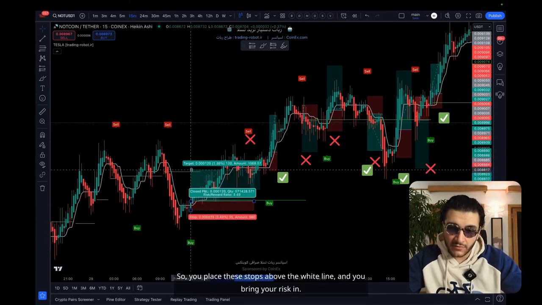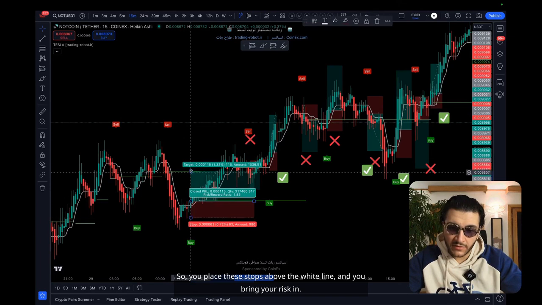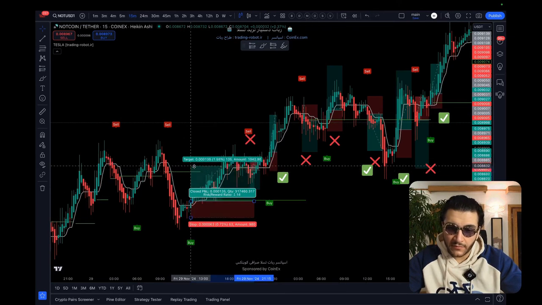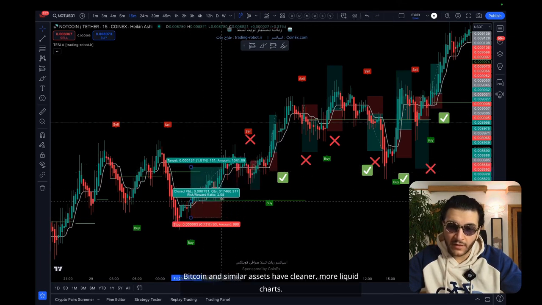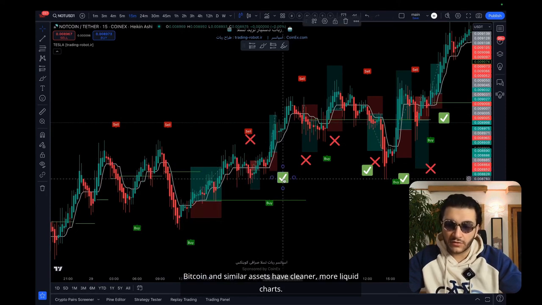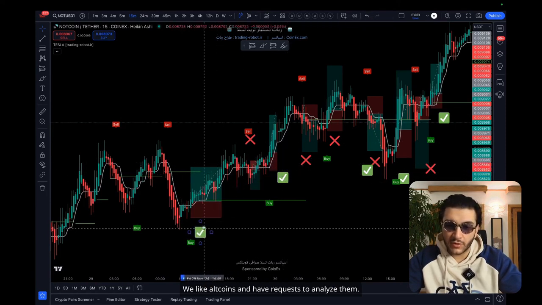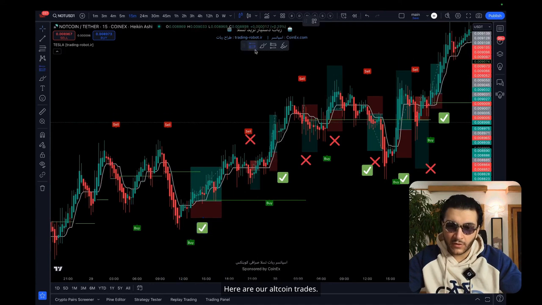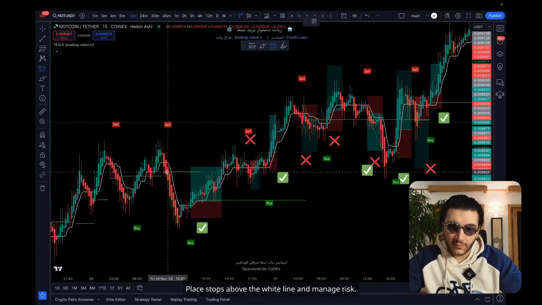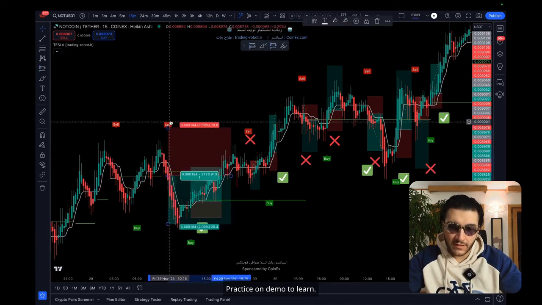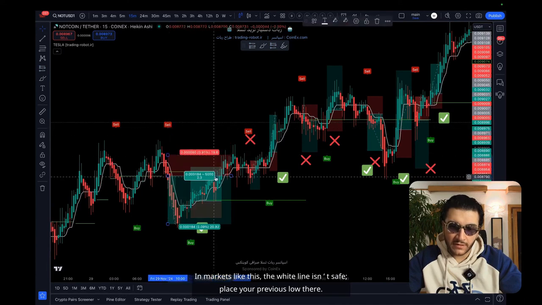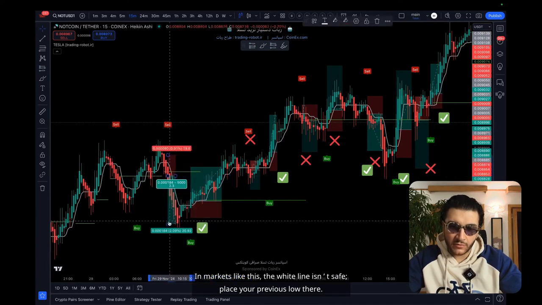So you place these stops above the white line and you bring your risk in. Place stops above the white line and manage risk. Practice on demo to learn. In markets like this, the white line isn't safe. Place your previous low there.